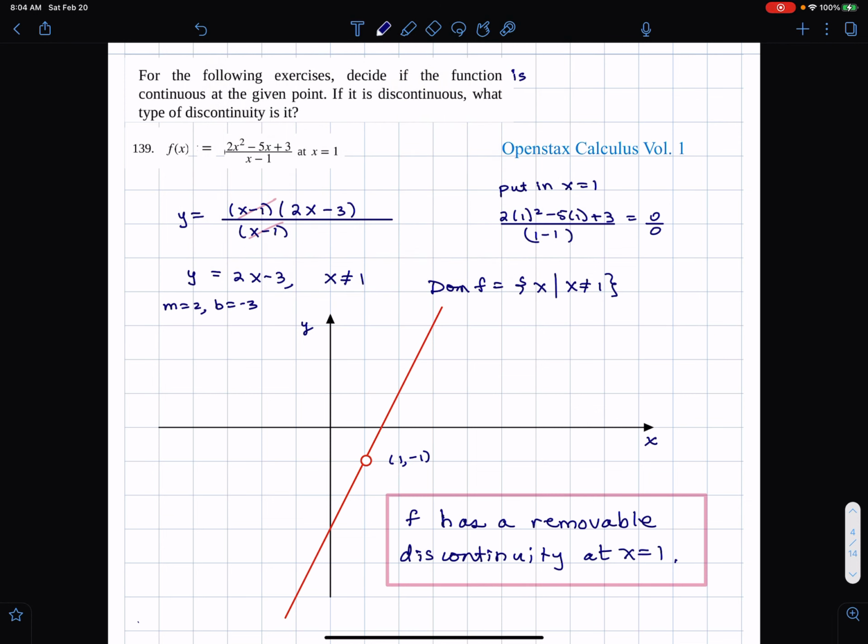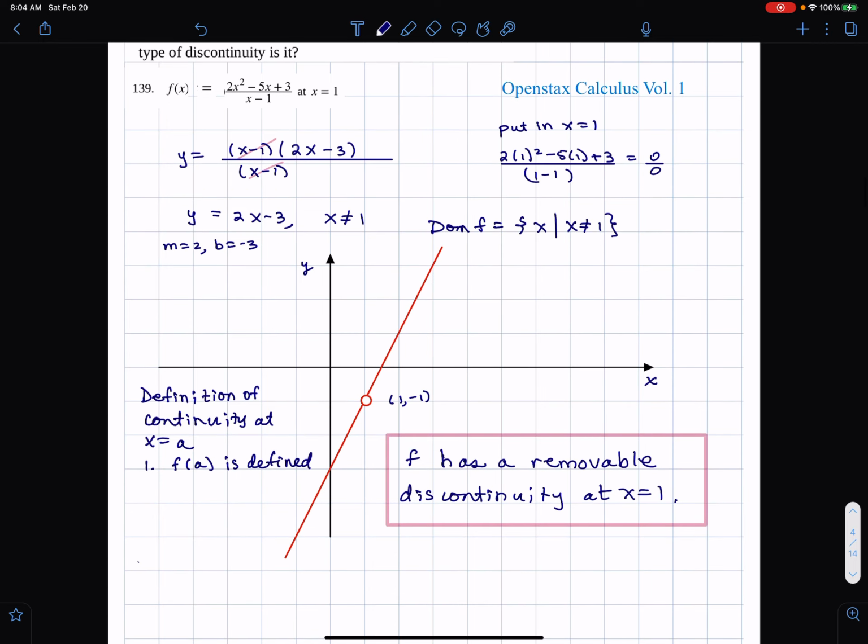We can walk through the definition of continuity at x equals a. The first one is that f of a exists, or is defined. That means, is a in the domain? Well, in this case, 1 is not in the domain. f of 1 is undefined.